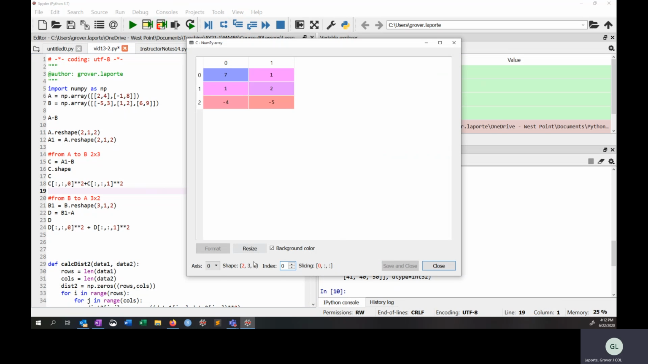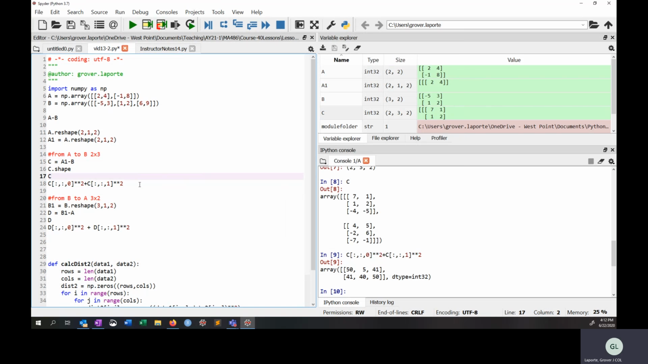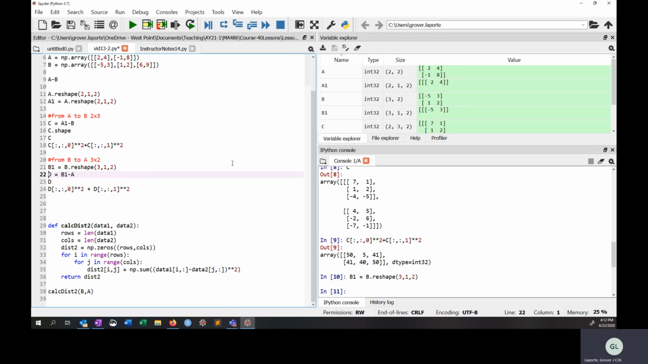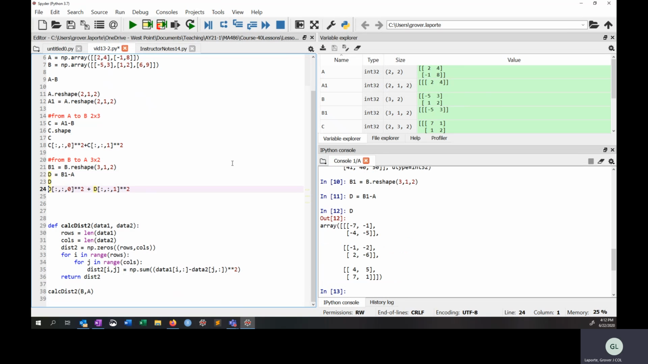So let's look at C. Look at it from a column perspective, and that's what it is. It's that 2 by 3 matrix that we thought we were going to get. All right. So what would happen if I went from B to A? You would think that it would look a lot like this thing down here, because it doesn't matter which direction you look at it. However, it does give you a different dimension matrix. So that's the rub here. So B1 is equal to that, then D. So let's look at D.